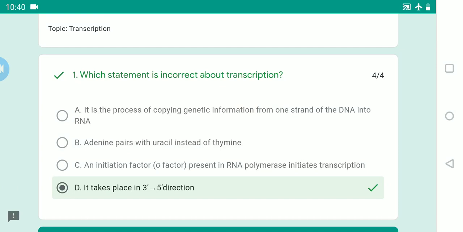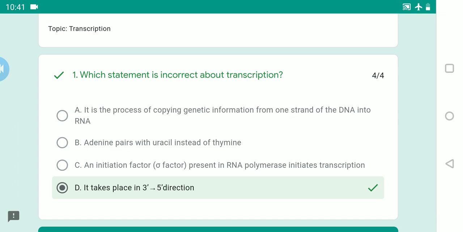The first one, A: It is the process of copying genetic information from one strand of DNA into the RNA. It's correct. Then option B: adenine pairs with uracil instead of thymine. Again, it's correct. Then the third option: an initiation factor present in RNA polymerase initiates transcription. So option C is also correct.